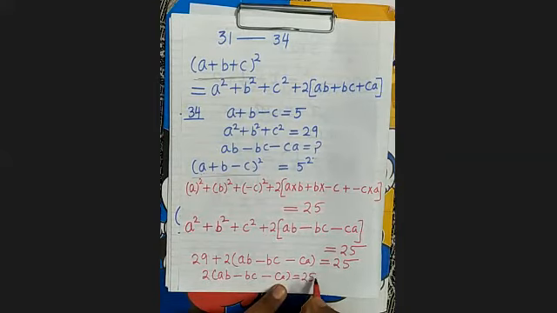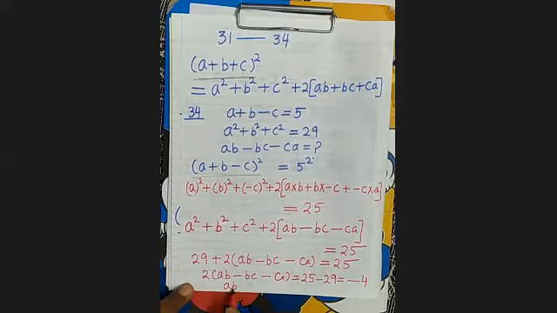25 minus 29 equals minus 4. So what is AB minus BC minus CA? Minus 4 upon minus 2. Minus 2. Did you get it? Yes, sir.